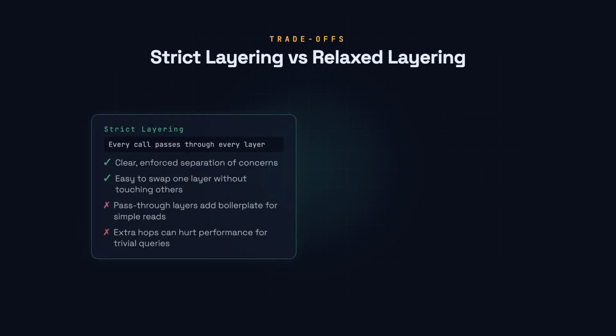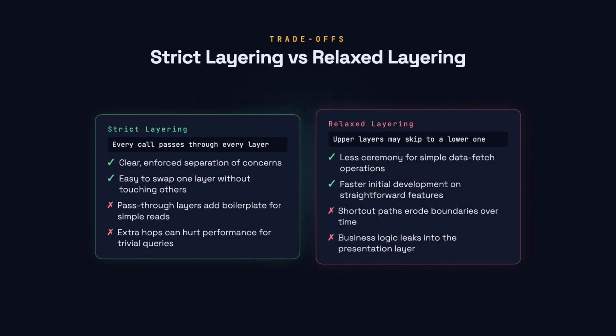There are 2 flavors of layered architecture. In strict layering, every call must pass through each layer in order, no skipping allowed. That keeps boundaries crystal clear but can mean writing thin pass-through methods just to relay a call. Relaxed layering lets an upper layer call a non-adjacent lower layer directly. That reduces ceremony for simple read operations, but in practice those shortcuts tend to multiply until the architecture looks tangled again. Most teams start relaxed and regret it. Start strict and relax intentionally where the data genuinely justifies it.